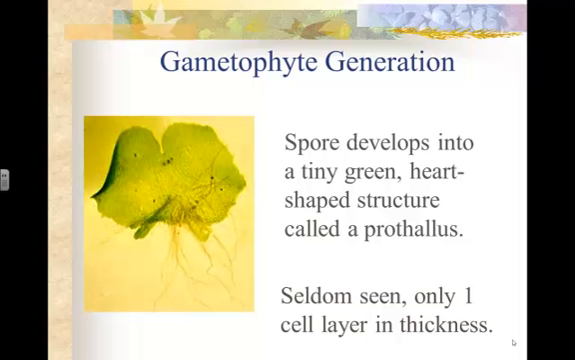And from a spore, then what develops is this tiny green heart-shaped structure that's called a prothallus. It's only around 7 weeks, so you don't see it. It's only one cell layer in thickness, so when you look at that, you would never guess that that's a fern. So that's not its dominant generation.